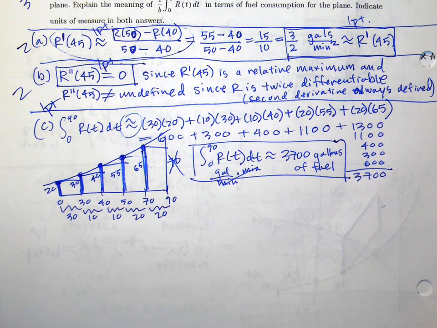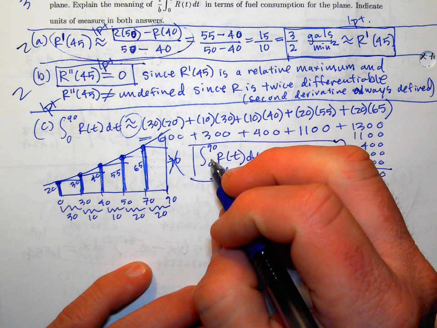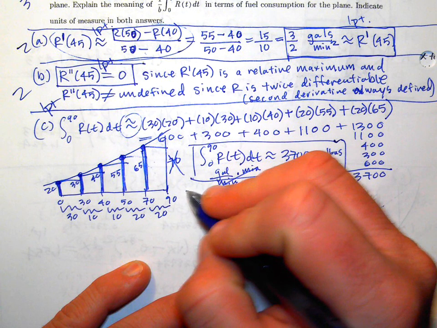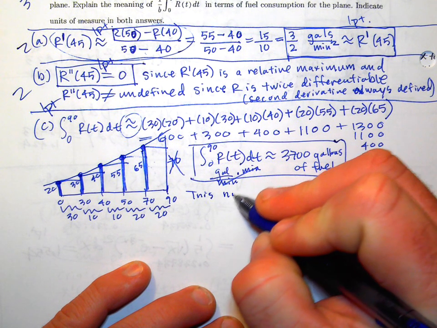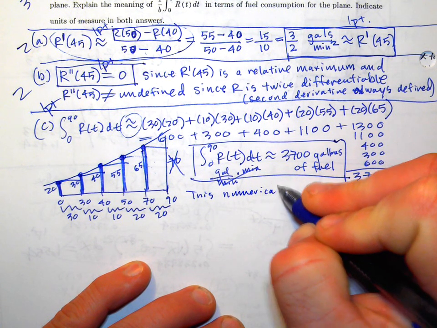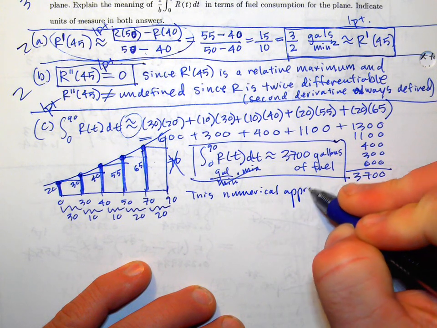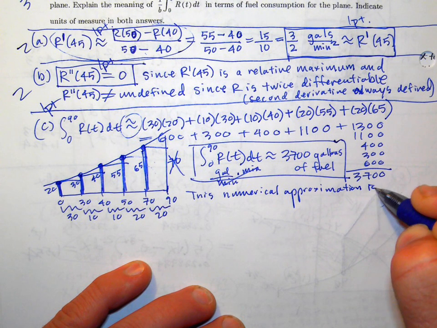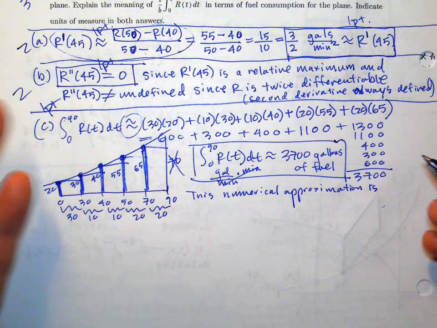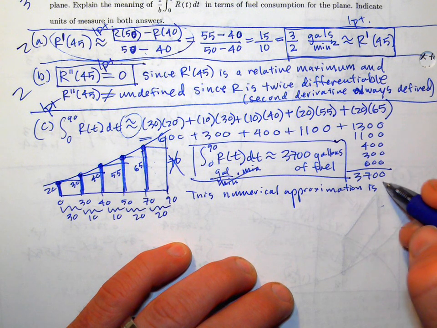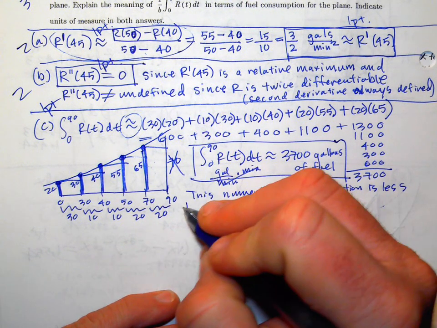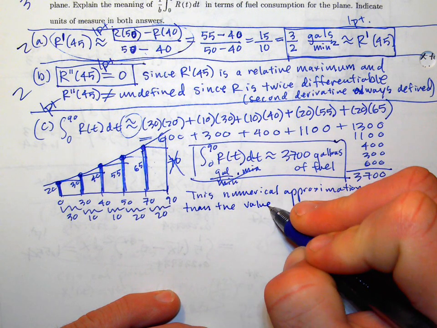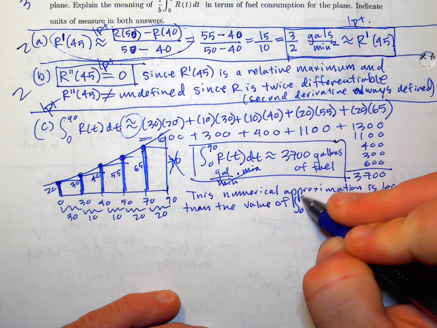So we have to say that this numerical approximation is, well, I mean, I think we could say it's an underestimate, is less than the value of the integral from 0 to 90 of R(t) dt.